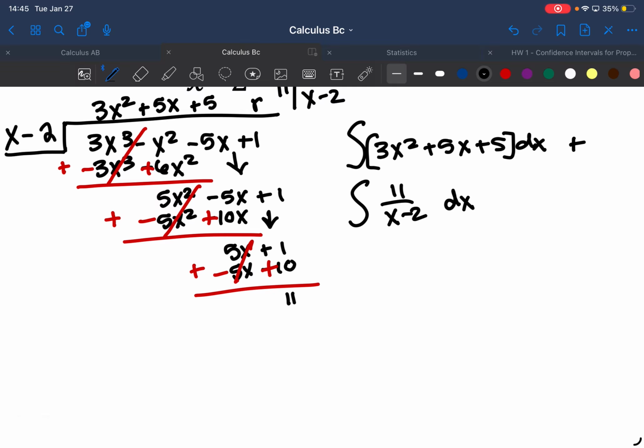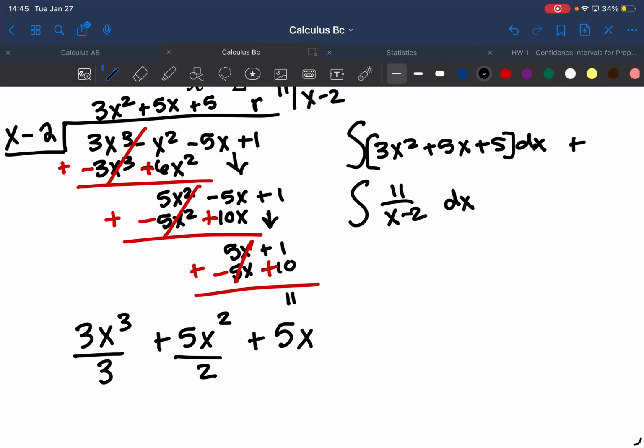So if I'm integrating 3x squared, what is that going to turn into? 3x to the third over 3. And then I have plus 5x to what? The second, over 2. It's whatever that new exponent is. And then plus 5x. So that is us integrating that first integral. I'm going to leave it as is because now I'm going to solve the second integral and we're going to attach it all together for one giant answer.